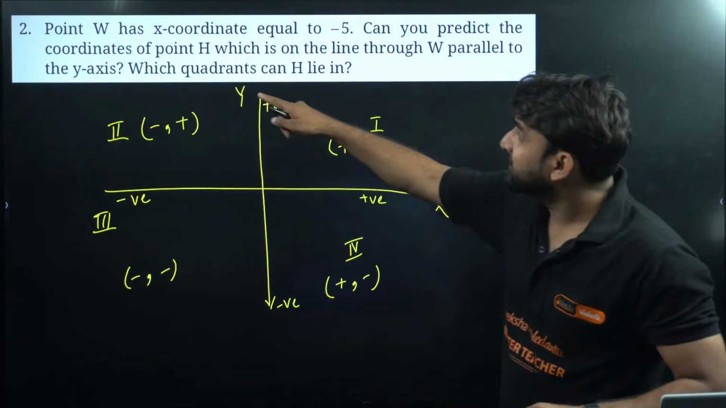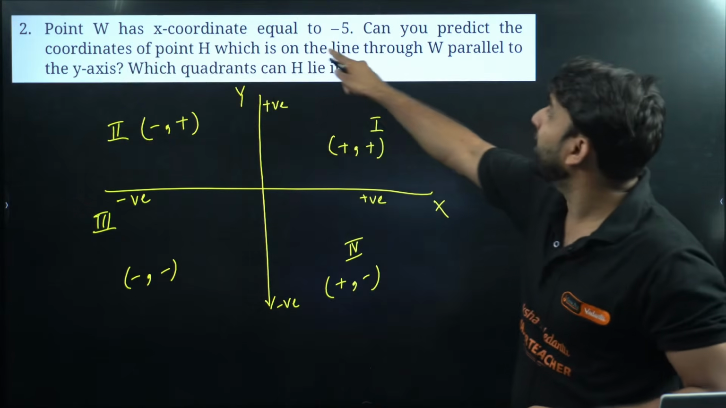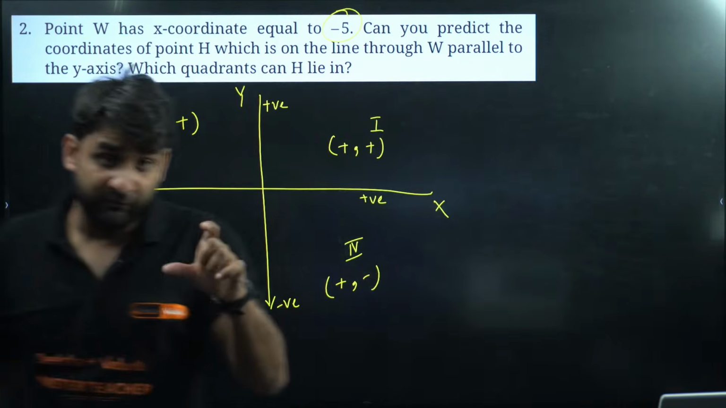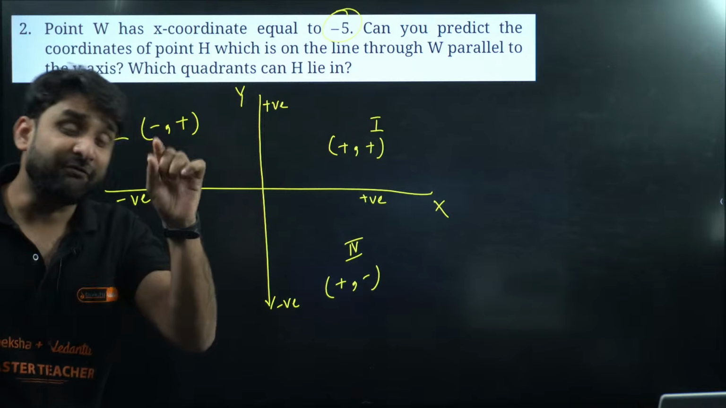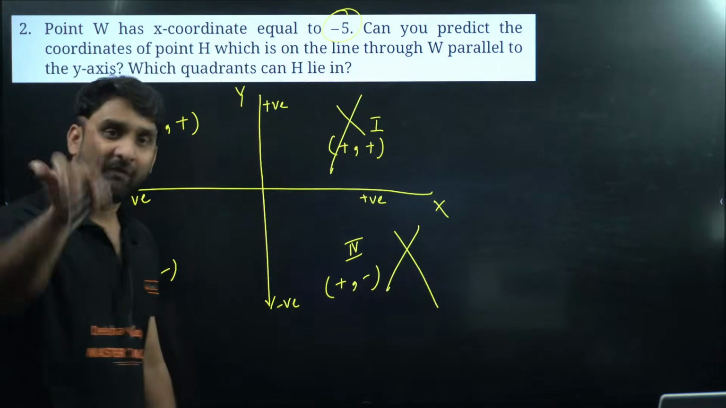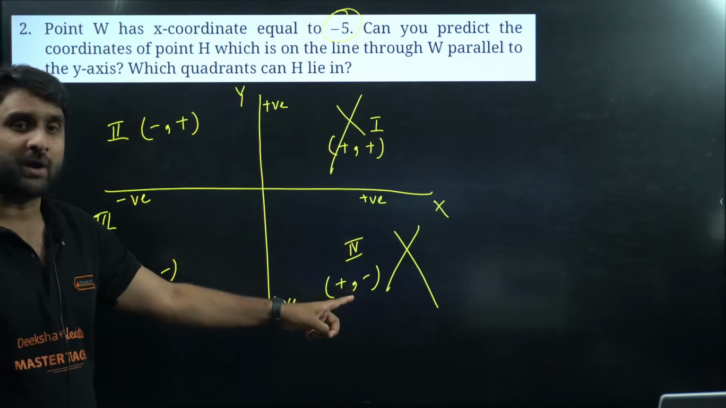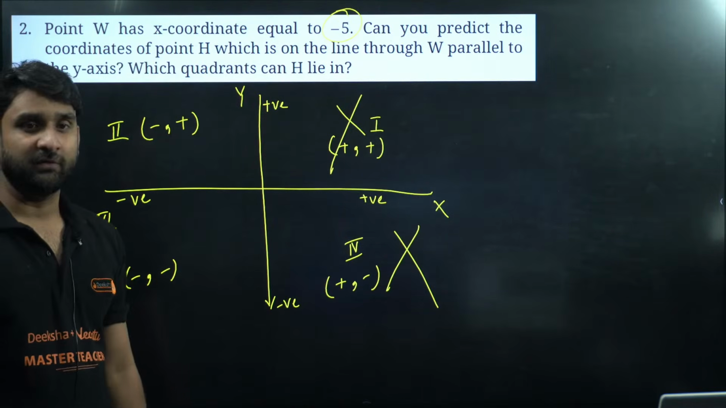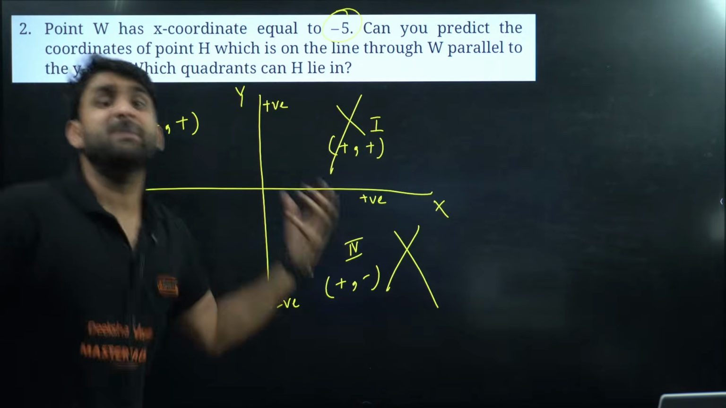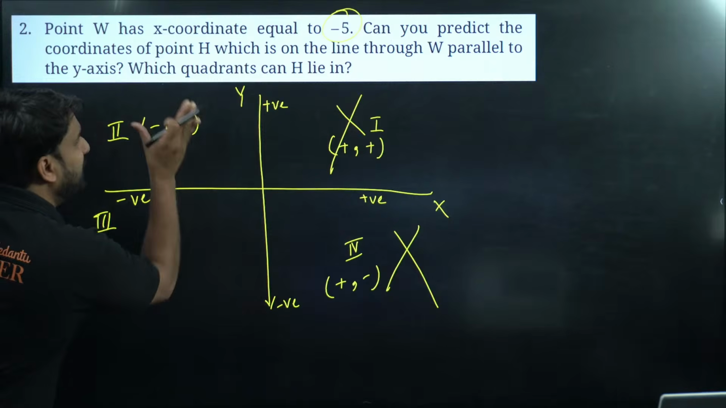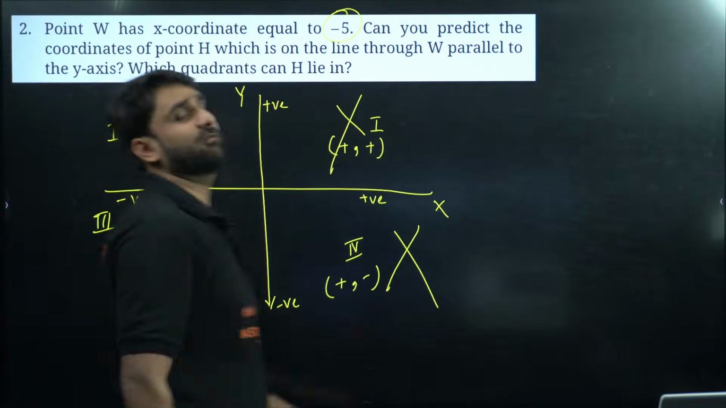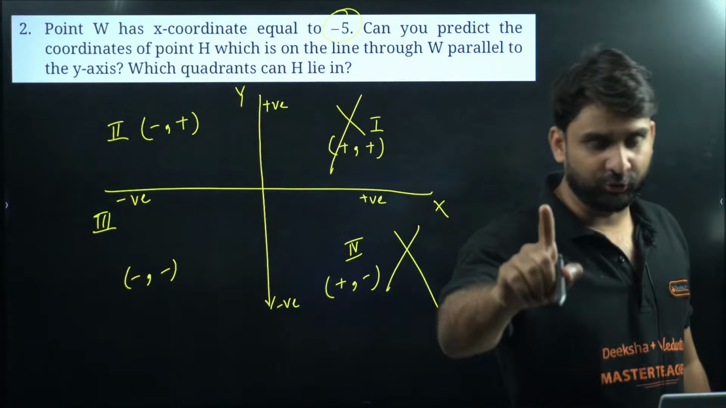The question is, point W has x coordinate equal to -5. The x coordinate is negative. If the x coordinate is negative, this cannot be possible. Why? Because in the first quadrant and fourth quadrant x is positive. So these quadrants are not possible. The quadrants which may be possible are either here somewhere or here, because in these two quadrants x is negative. I hope everything is clear to you till here, everyone.